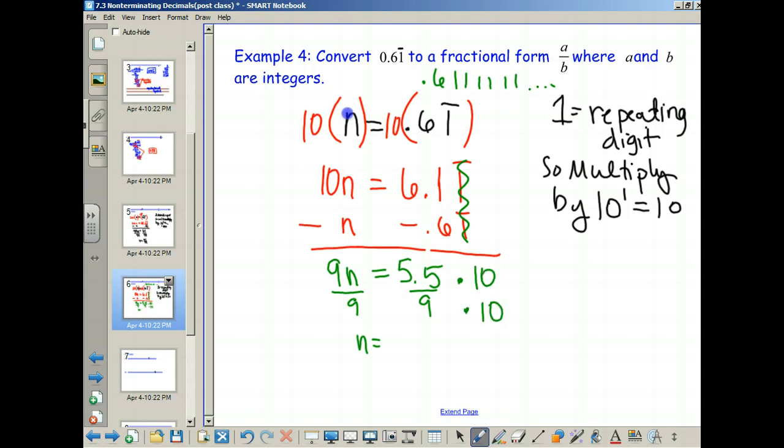I like multiplying 5.5 by 10. It becomes 55. No more decimals, right? This is good. Now, I'm still not in reduced form, but I at least don't have any decimals involved, and I've got 90 on the bottom.